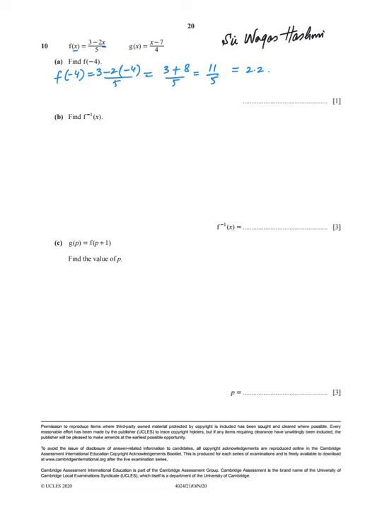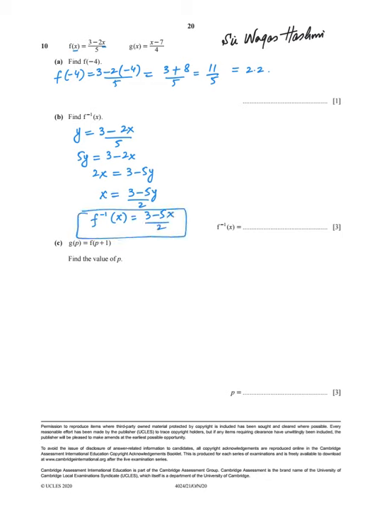After that it says f inverse of x. So the first step, you need to replace f of x with y. So it's y equals 3 minus 2x divided by 5. Now we need to make x the subject, so it will be 5y equals 3 minus 2x. 2x equals 3 minus 5y. x equals 3 minus 5y divided by 2. x is the subject. Now replace x with f inverse of x and y with x. So that is your answer for f inverse of x, right?